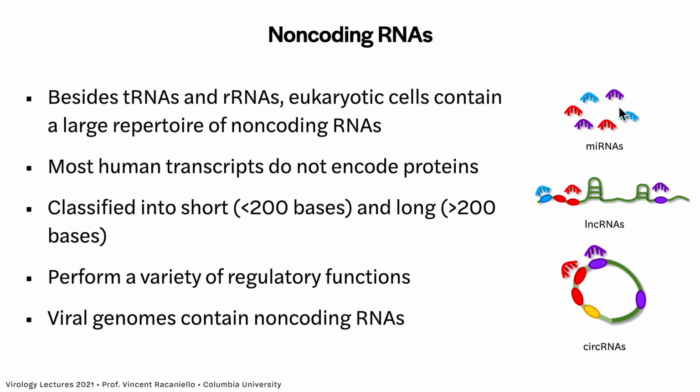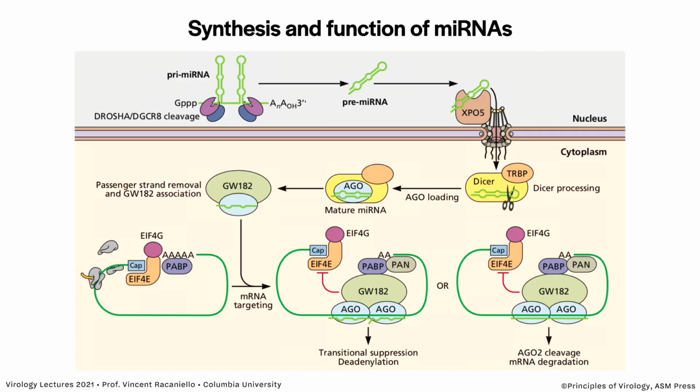And these non-coding RNAs include microRNAs, short 21 base RNAs that are regulatory, long non-coding RNAs. Again, they're over 200 bases and they regulate gene expression, but they don't encode a protein. And even circular RNAs, circRNAs, they're single-stranded circles.